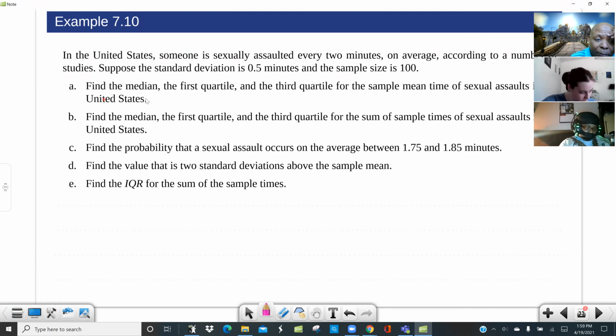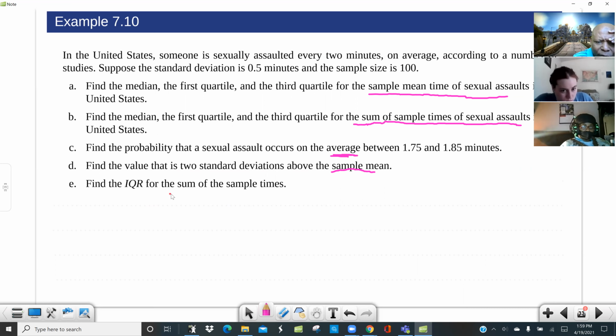Find the mean, find the median, the first quartile, and the third quartile for the sample mean time of sexual assaults. Find the median, first quartile, and third quartile for the sum of sample times of sexual assaults. Find the probability that a sexual assault occurs on average between those two numbers. Find the value that is 2 standard deviations above the sample mean. Find the interquartile range for the sum.